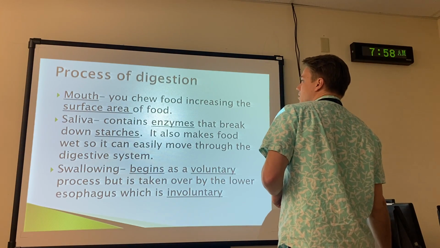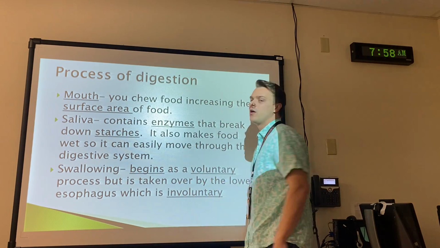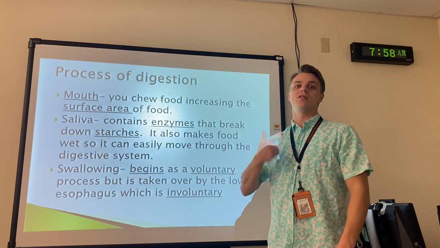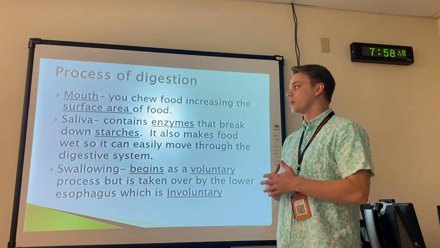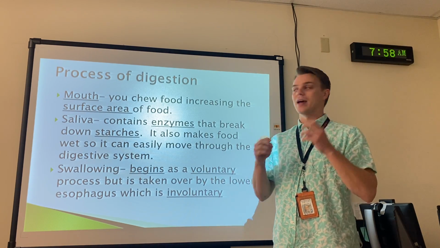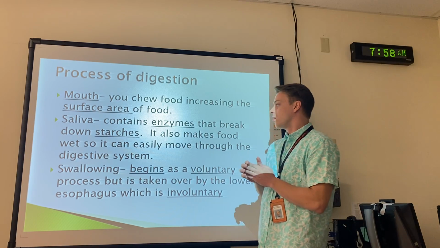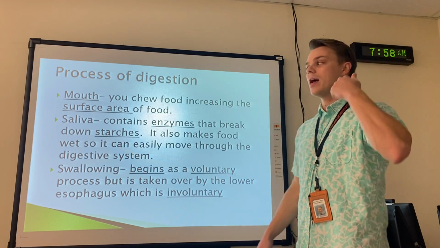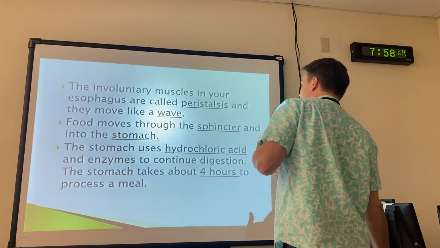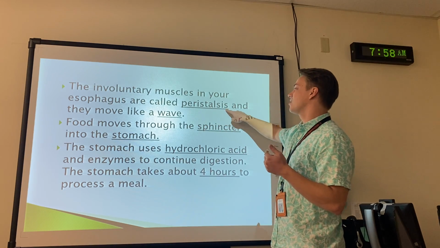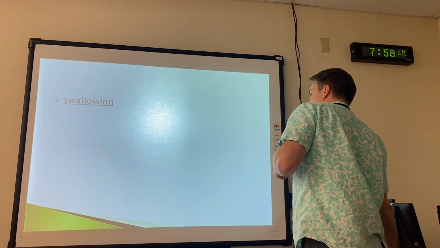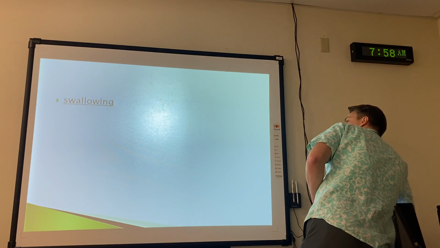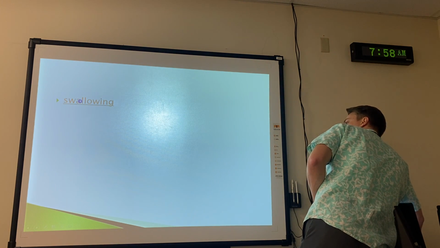All right? So the process begins at the mouth, where we chew food, which is a physical digestion, and our saliva begins to dissolve food, which is a chemical digestion. So both are occurring at the same time. Swallowing begins as a voluntary thing, like I was saying, and then we have these peristalsis that are our muscles in our esophagus that push the food down through our esophagus into our stomach.